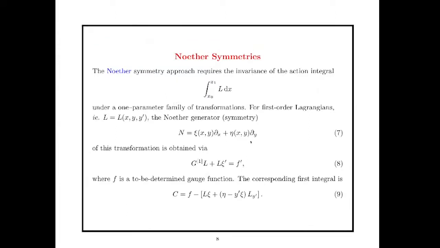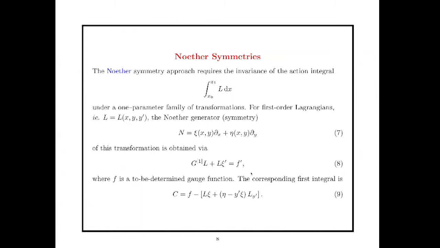Looking at examples, I just want to say a little bit about Noether symmetries. As I said before, the Noether symmetry approach requires an action integral, and it in fact requires the invariance of the action integral under a one-parameter family of transformations. If we just consider a first-order Lagrangian, then the condition for a Noether symmetry is given by this very simple equation here. And so it's not too difficult to solve that equation.